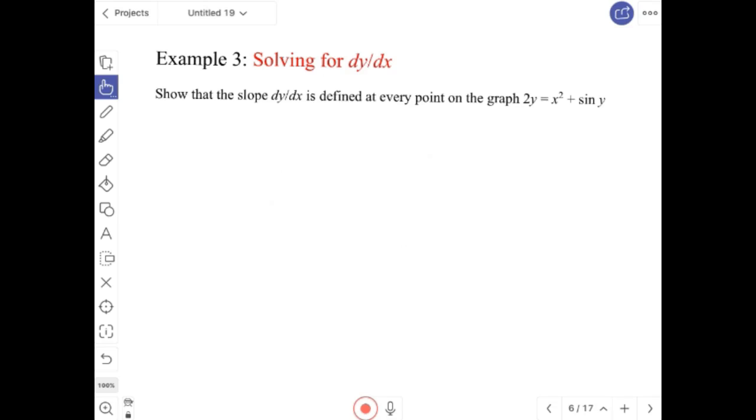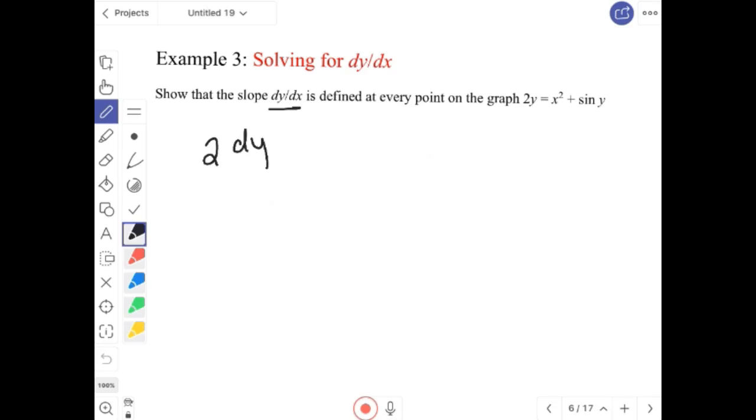2y equals x squared plus sine of y. So just like before, I'm going to show the way that they do it in the book first, and then second I'll show you guys the way that I was taught. Since we are taking a derivative with respect to x, the derivative of 2y is just going to be 2 times dy/dx.